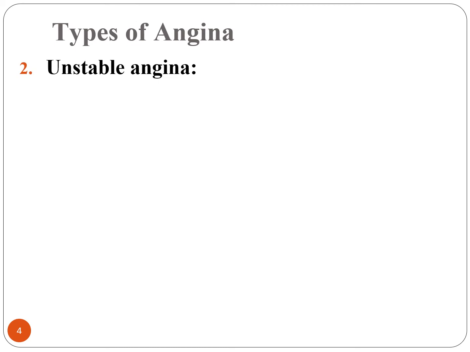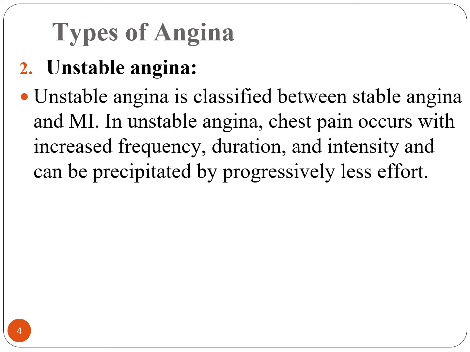The second type of angina is unstable angina, which is classified between stable angina and myocardial infarction. This is very dangerous because unstable angina, if not treated, will develop to MI, myocardial infarction. In unstable angina, the chest pain occurs with increased frequency, duration and intensity.